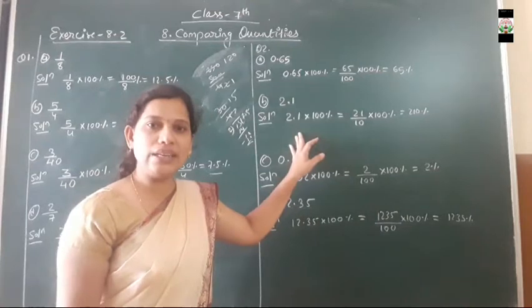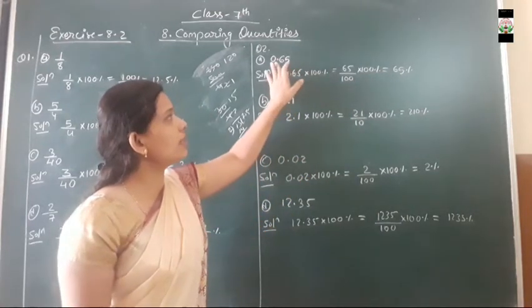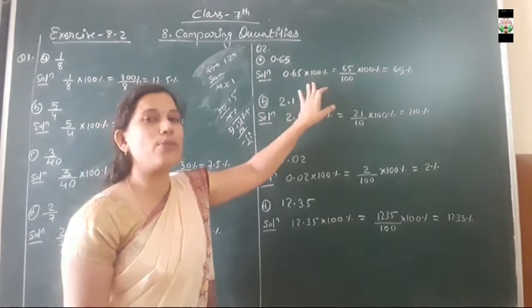In this question again it is said that we have to convert this decimal number, that is 0.65, into the form of percent.